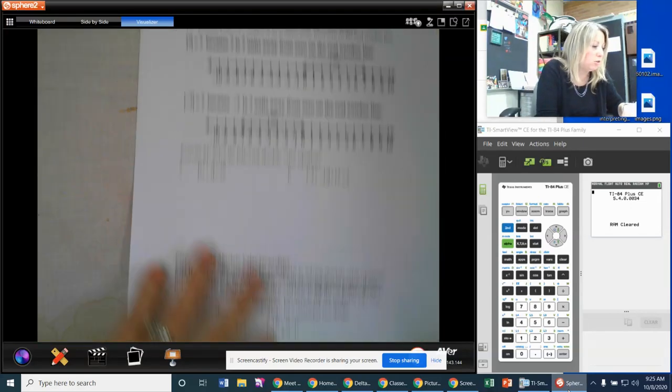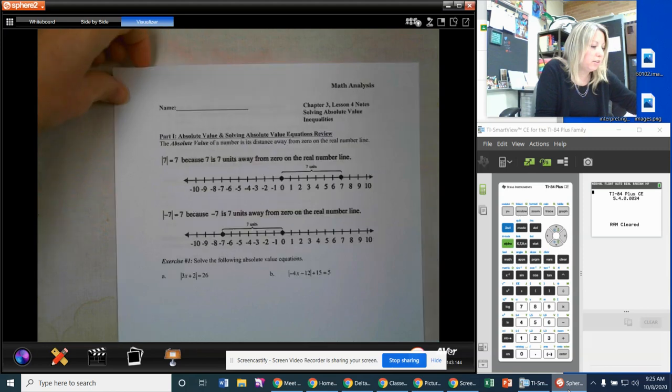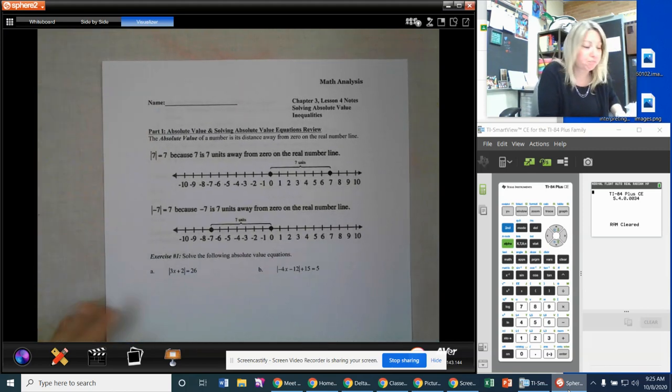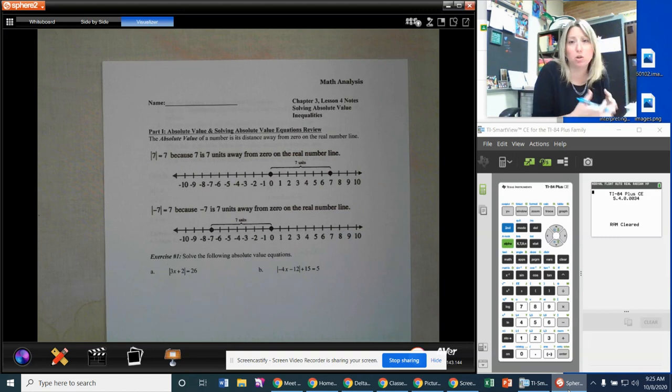Welcome to Chapter 3, Lesson 4 notes, and we're going to solve absolute value inequalities this time. So we did some absolute value equations.